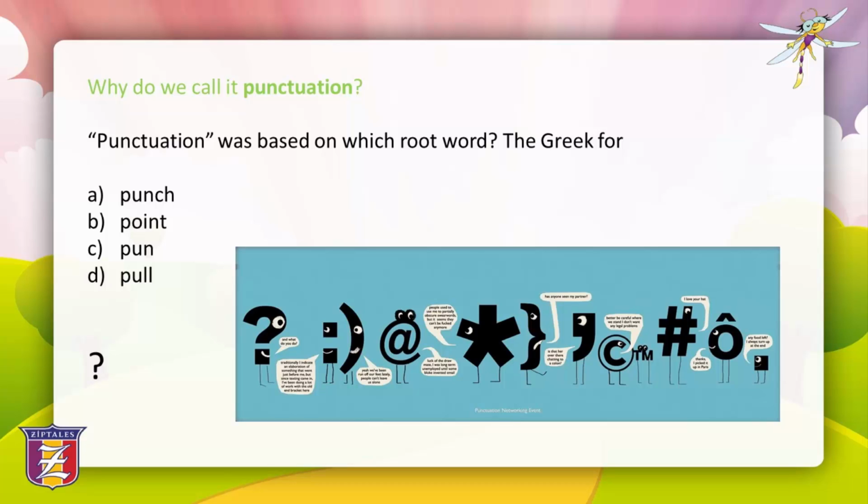How come it's all so complicated, and why do we call it punctuation anyway? Let's try a test. Punctuation, from the Greek, was based on which root word? The Greek for punch, point, pun, pull. Yes, you're right. The term comes from the word to point, as in a mark that is inserted to point to something significant. The basis of punctuation is the dot, the point itself.